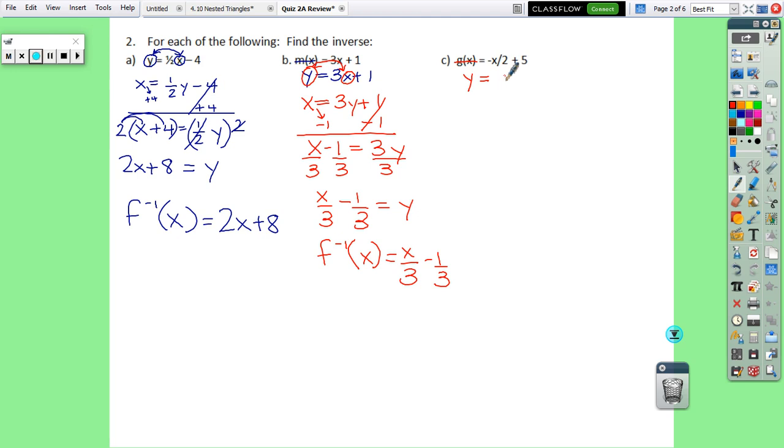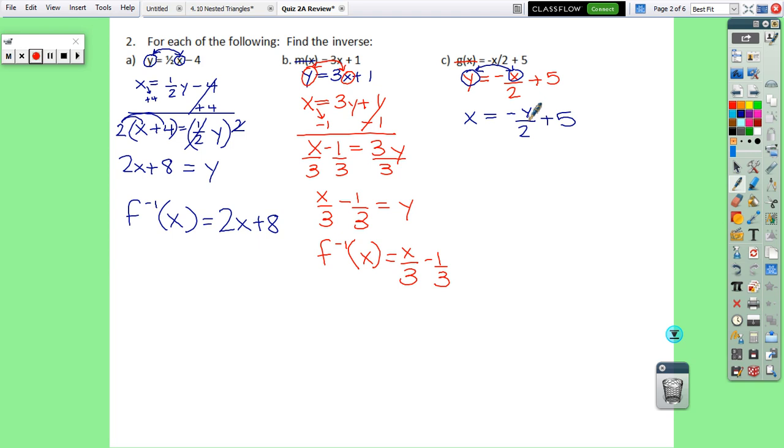And again, on this one, this is really the same thing as y, so you can replace that with y. So y equals negative x over 2 plus 5. And then again, remember, very first step is to trade your variables. Don't trade any of the numbers or signs, just trade your variables. So this would be x is equal to negative y over 2 plus 5.